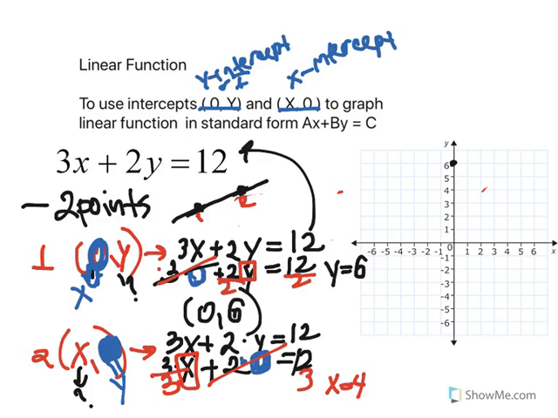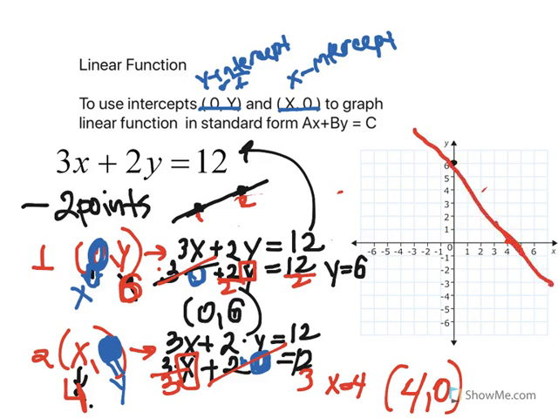So my second point is 4, 0. So let's graph my second point, 4, 0. So 4, this is the x-intercept, so we're going to sit on the x-axis. Here is my point. All I need is 2 points to do my line, so I'm going to go ahead and draw my line through those 2 points. Here is my equation: 3x plus 2y equals 12.